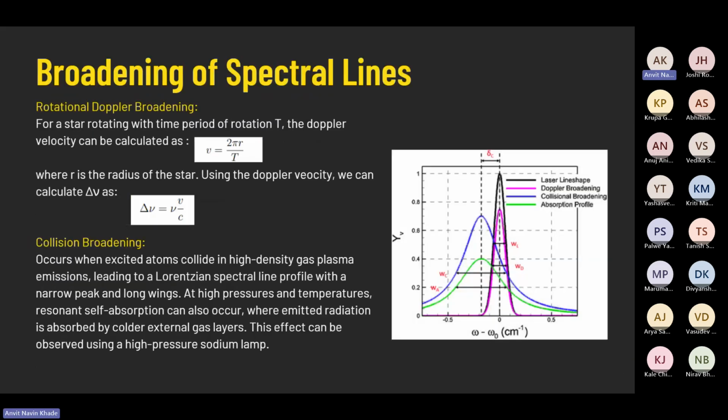Next is rotational broadening. In rotating stars, the Doppler effect causes the light from the approaching limb to appear blue shifted and the light from the receding limb to appear red shifted, broadening the spectral lines. Finally, collisional broadening, also known as pressure broadening, occurs when particles are close enough that their interactions affect the energy levels, causing the lines to be spread out. Here's a nice graph indicating all the different types of broadening. You can have a look at it.